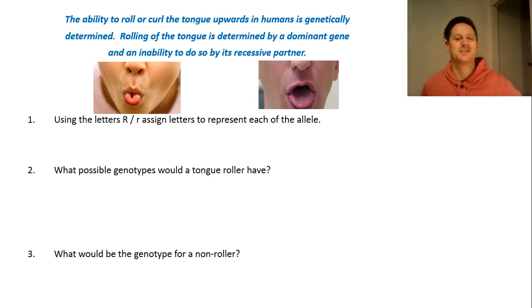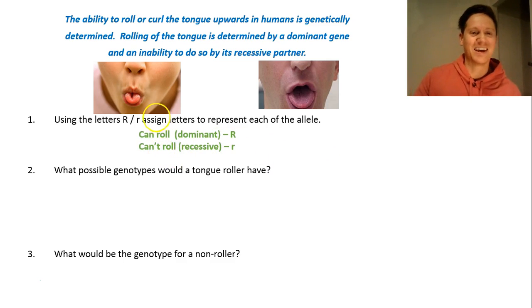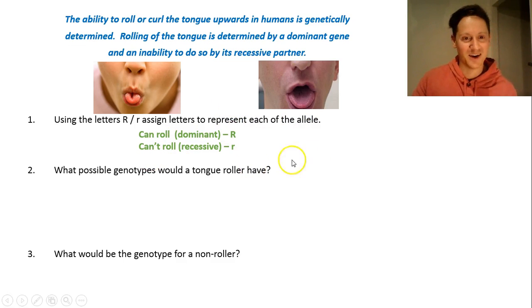So what I'd like us to do here is to assign letters of big R and little r to represent each of the alleles. So the versions of the gene we've got are rolling tongue and not rolling tongue. Now which one's dominant? Rolling of the tongue is determined by a dominant gene. So rolling of the tongue is dominant. So we're going to assign rolling of the tongue as big R and not being able to roll the tongue, or rather, can't roll, as little r. So can roll is big R, can't roll is little r.